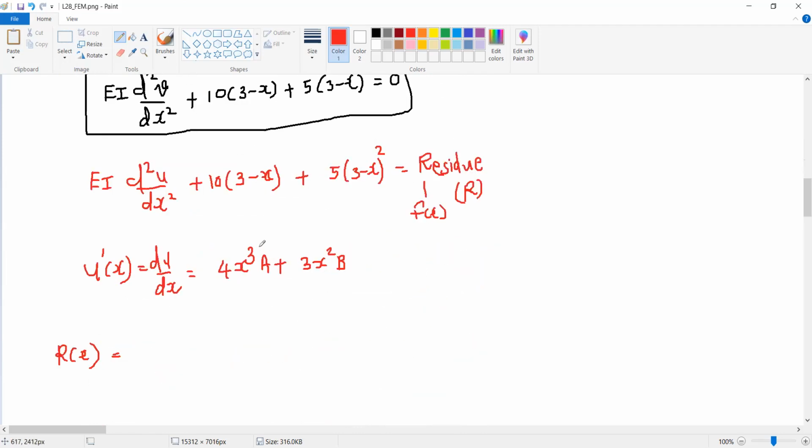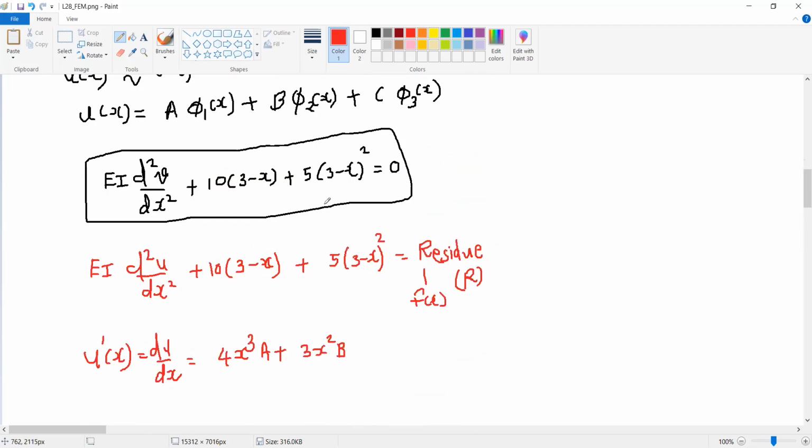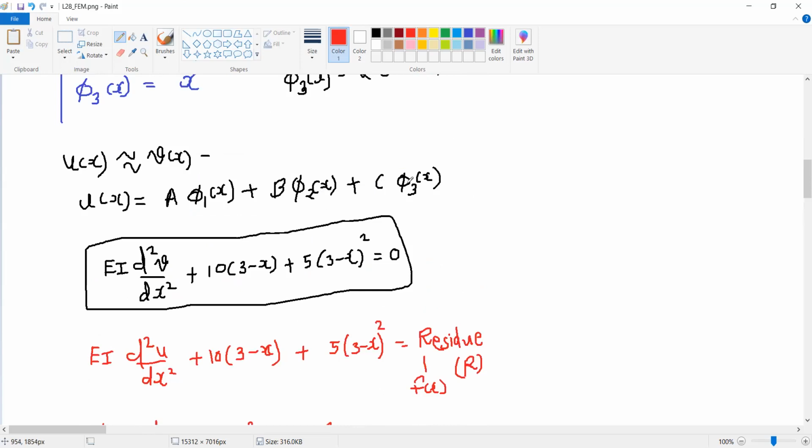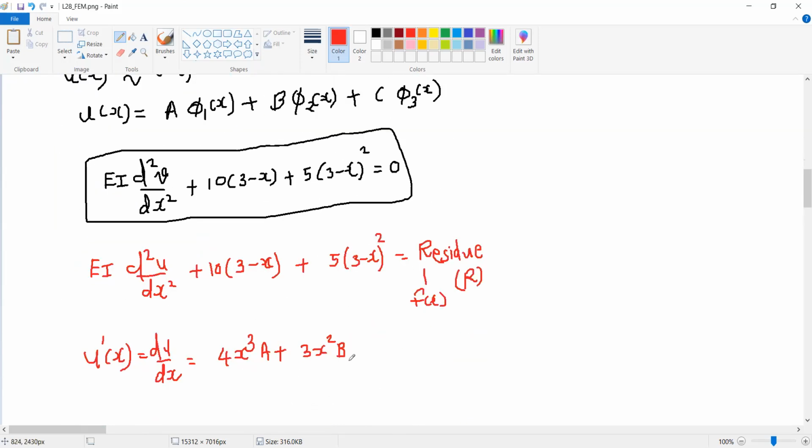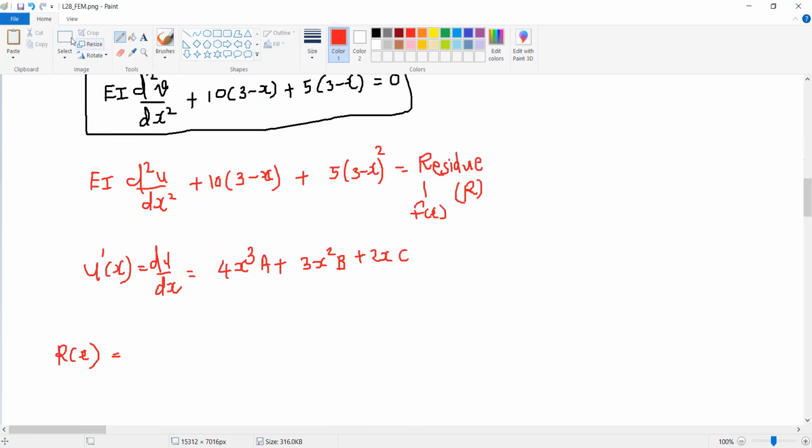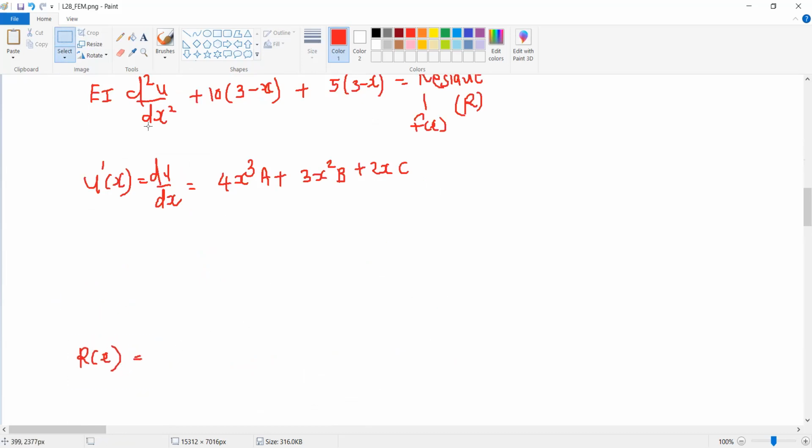And the third term will be c into phi 3 dash of x. But what is phi 3 dash of x? Phi 3 dash of x is 2x. So I can write it as plus 2x into b, 2x into c. This is du by dx. Now let us try to find out the value of d square u by dx square.